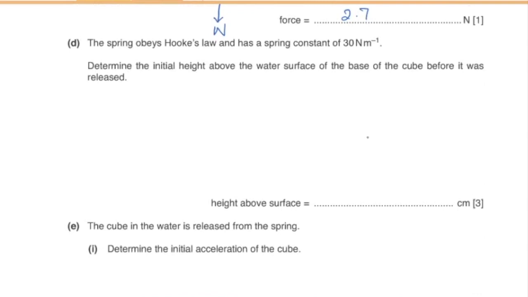Part D, the spring obeys Hooke's law and has a spring constant of 30 newtons per meter. Determine the initial height above the water surface of the base of the cube before it was released. So we're going to use the formula force is equal to spring constant times extension, where the force exerted onto the spring by the cube is 2.7 newtons and the spring constant is 30 newtons per meter, and extension is unknown. So here we get to know that extension is 0.09 meters in total.